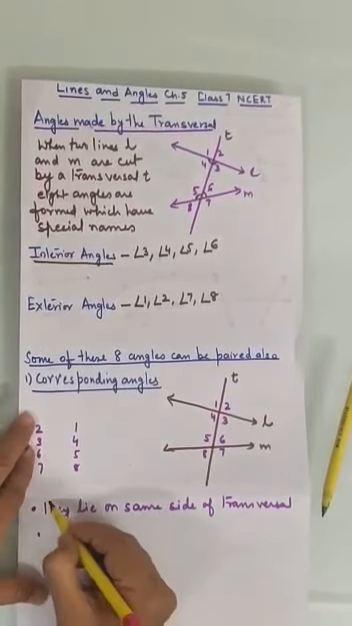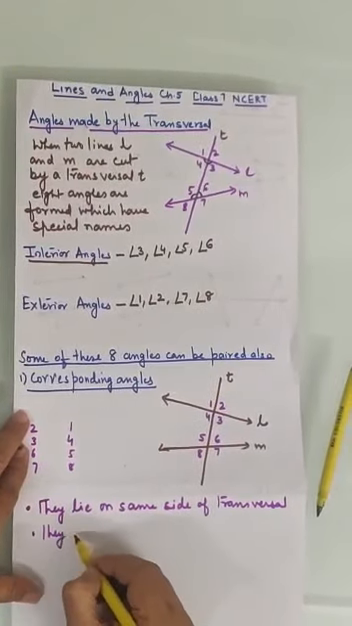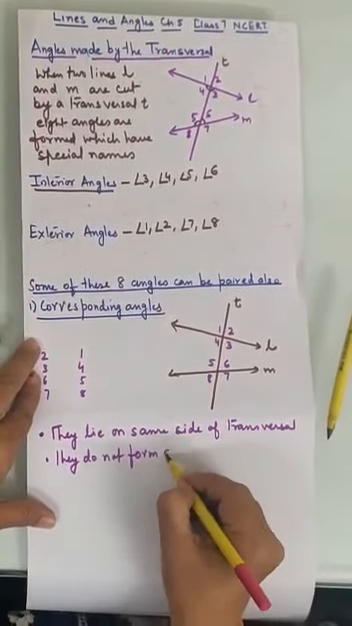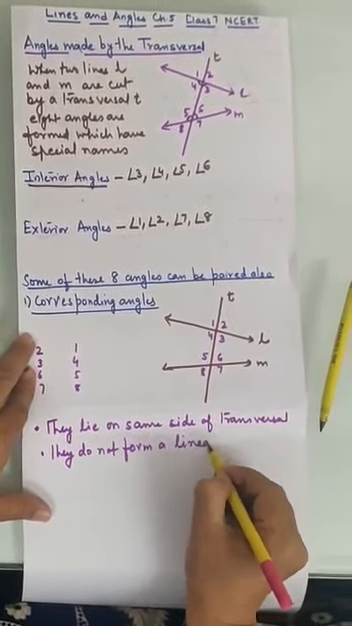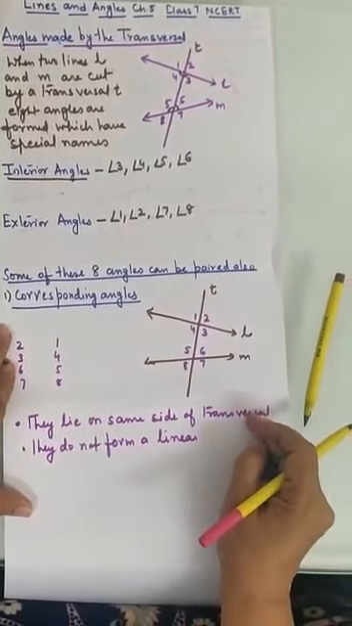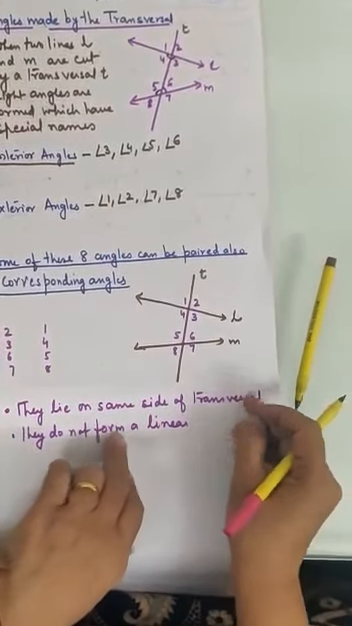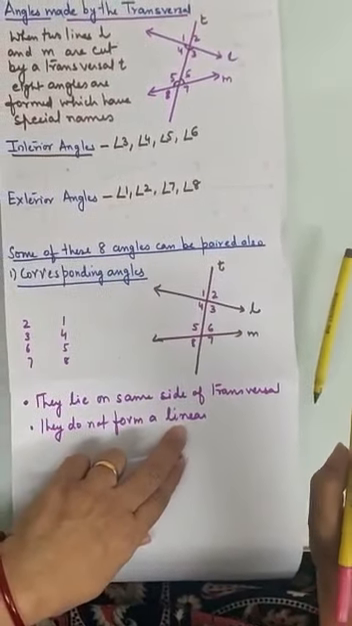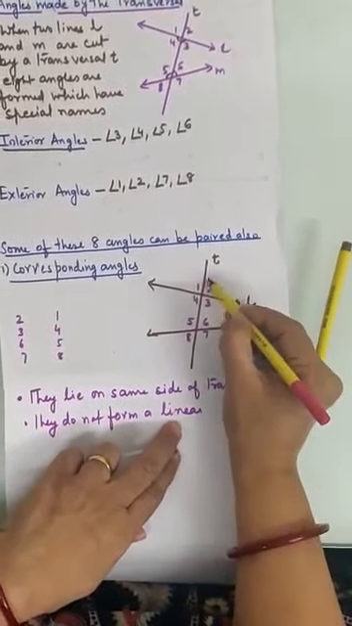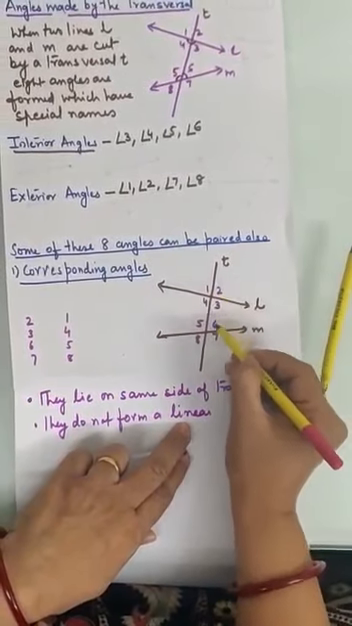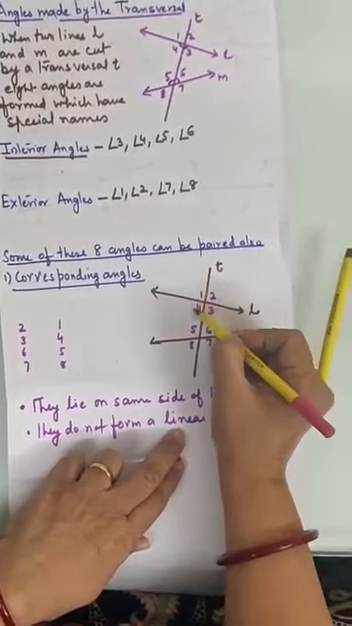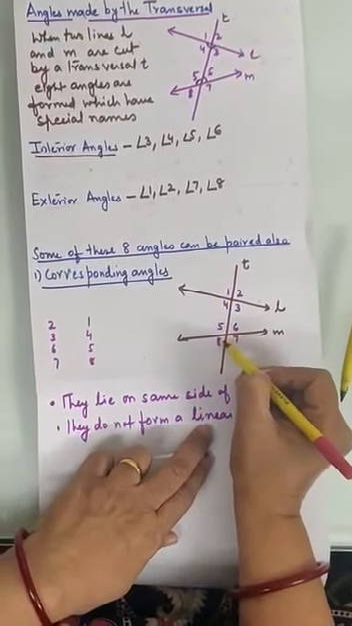Now second point is they do not form a linear pair. Linear pair means sum of two angles is not 180 degree. Means we cannot have these two, we cannot have these two. Similarly, we cannot have these two, we cannot have these two.